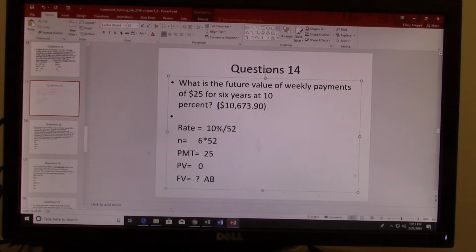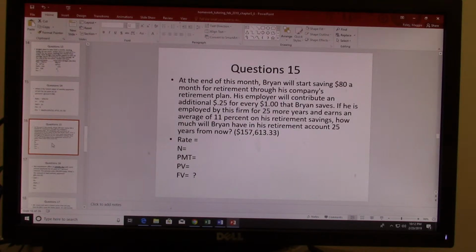Okay, so we should do FV, future value, and this is the input. Okay, so this should be your answer. You should get $10,673.90.